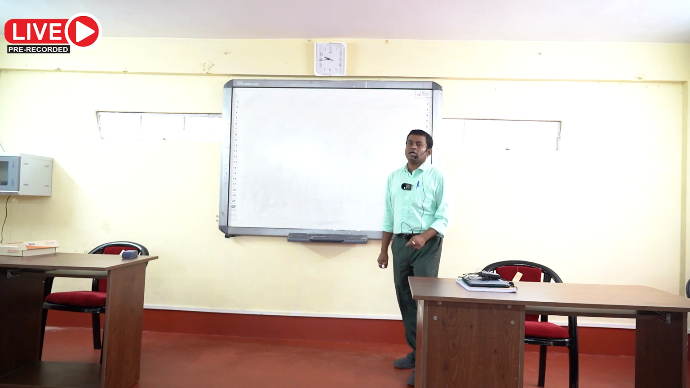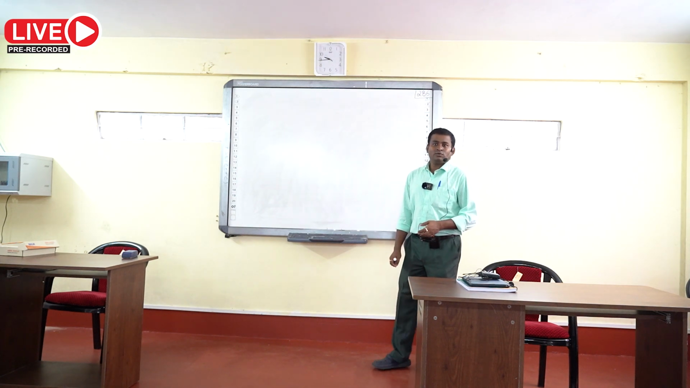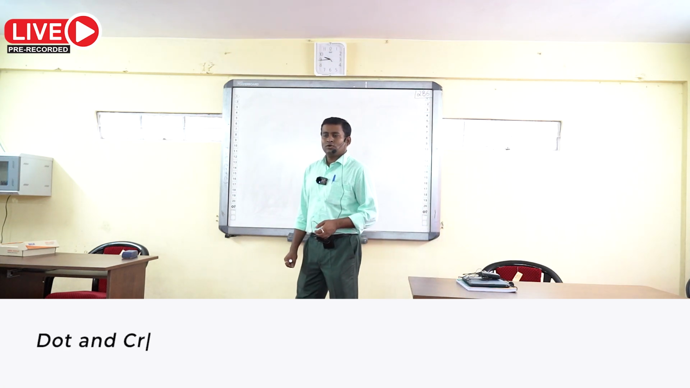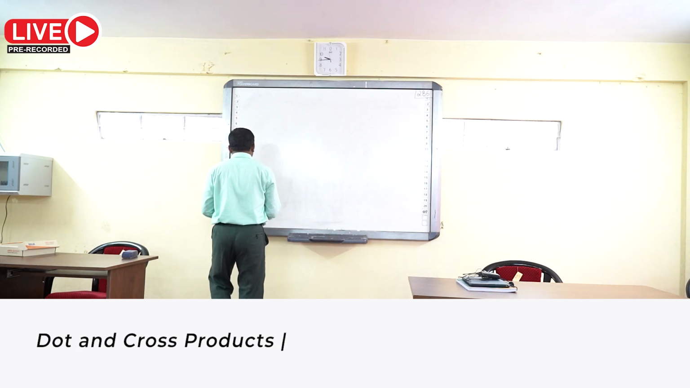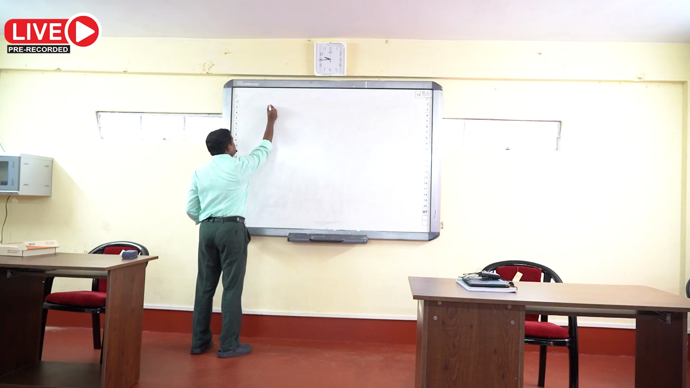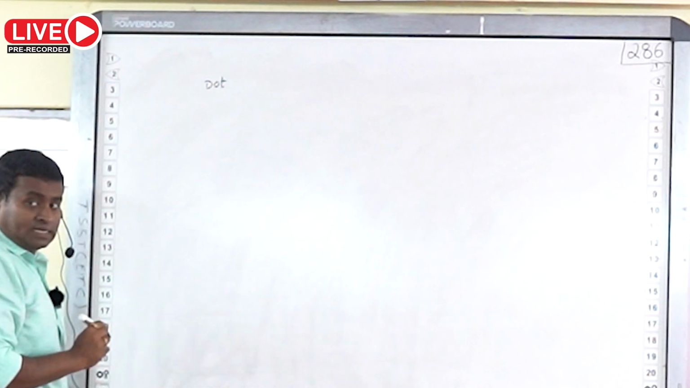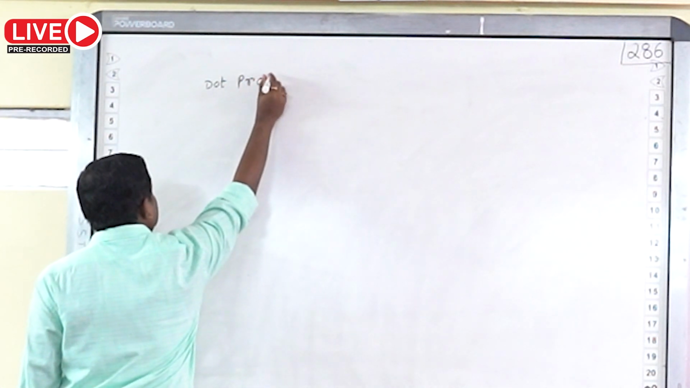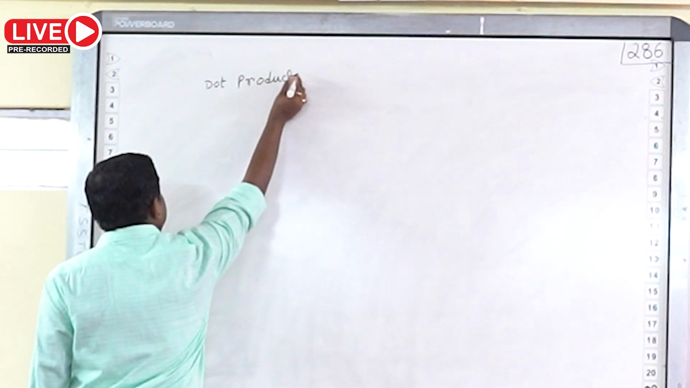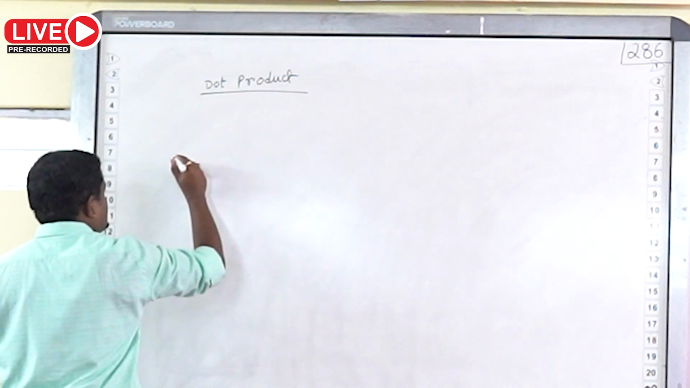So in the last class we are going to discuss the dot product and cross product. So we will start from that only. There are two types of product defined between two vectors. First one is called a dot product, whose result is a scalar quantity.